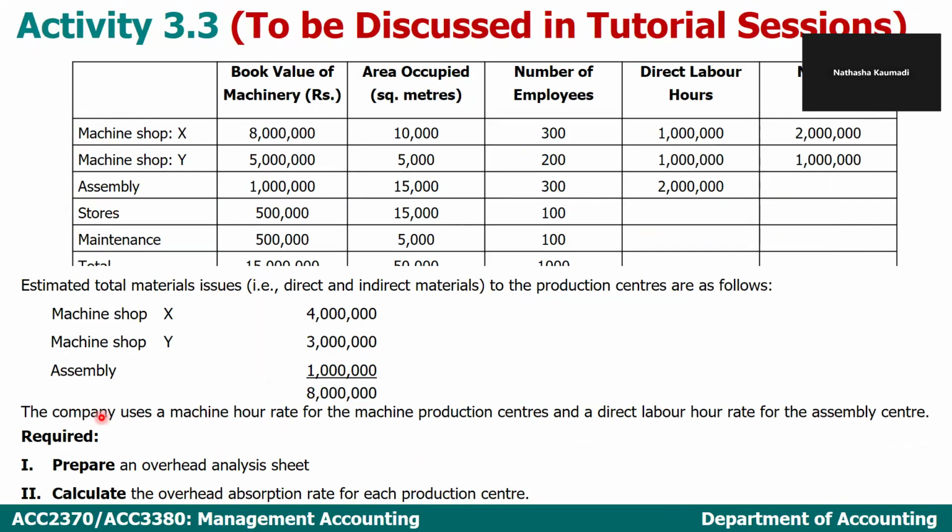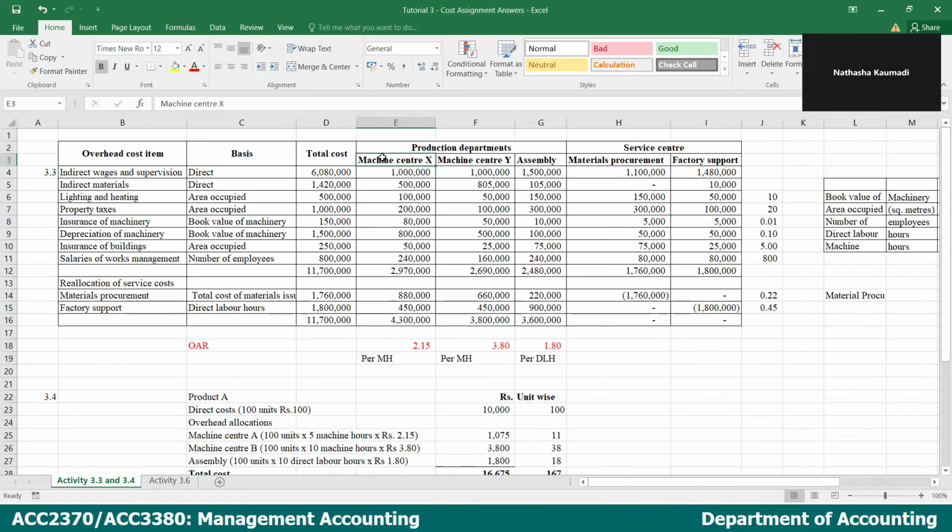The question says the company uses machine hour rates for the machine production centers and direct labor hour rate for assembly centers, so it is directly given. Machine center X and machine center Y are machine production centers. So what is the allocation base? Machine hours.